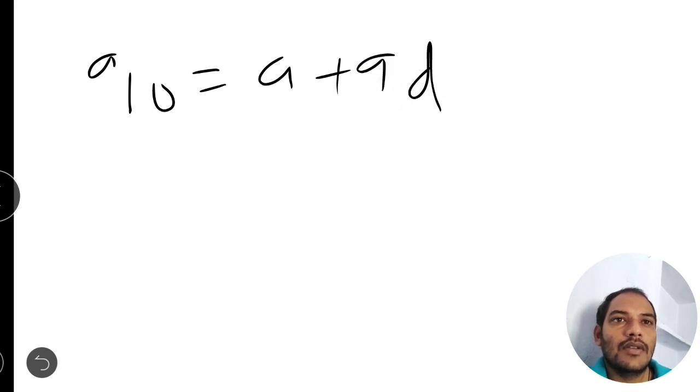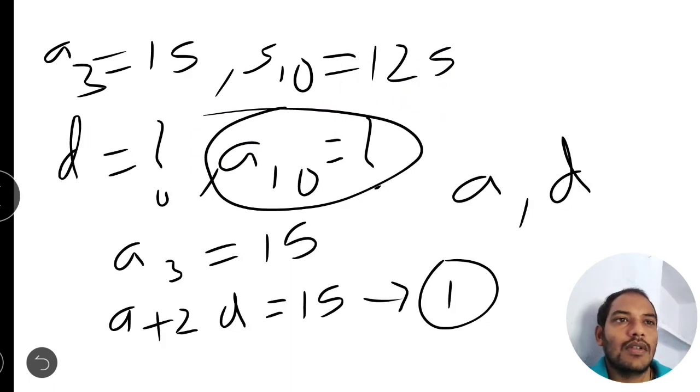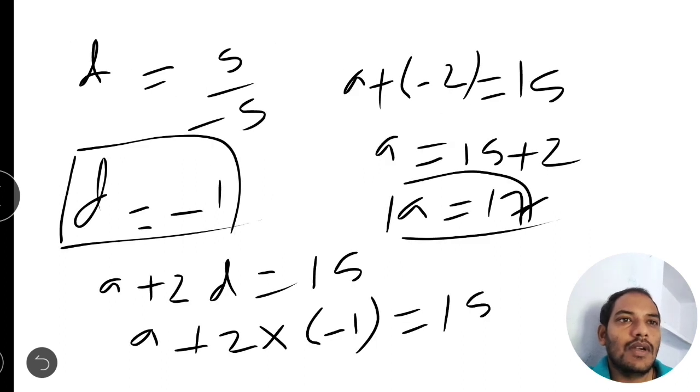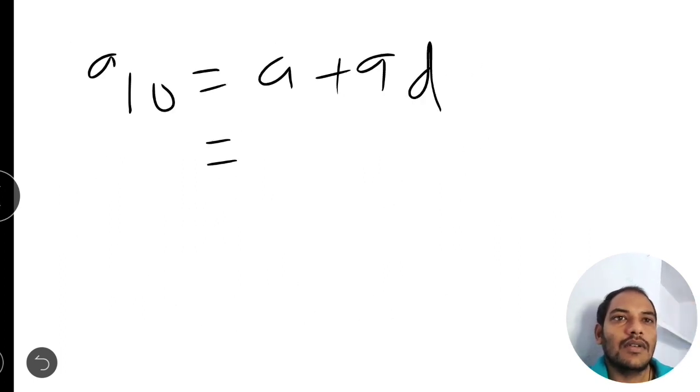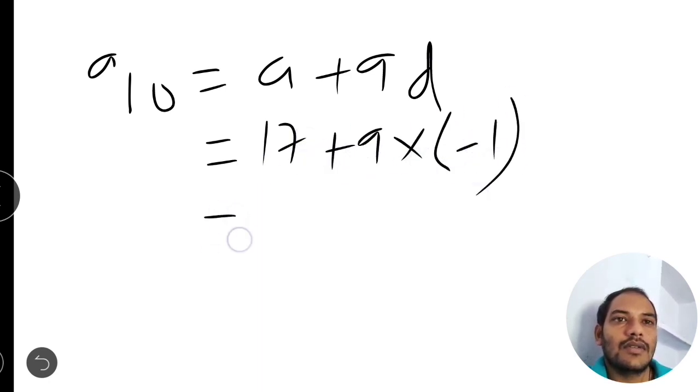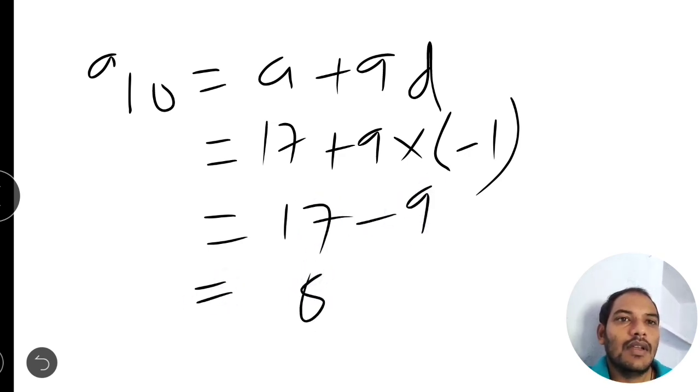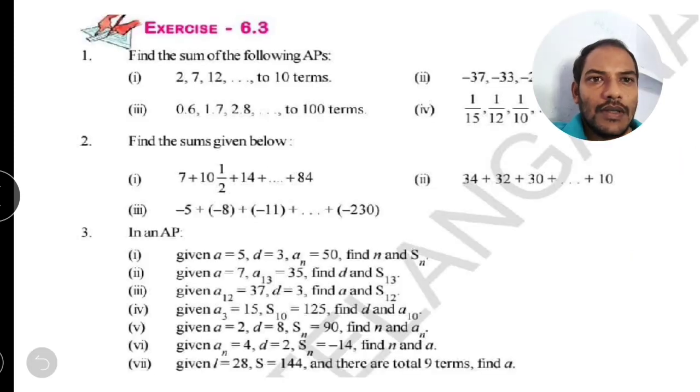Let's find out the A10 value. So An, A10 value, what is the formula? A plus 9D. So A value how much? 17 and D value minus 1. 17 plus 9 into minus 1. 17, 9 into minus 1 is minus 9. So 8 is the A10 value. The fifth question is homework. Sixth question is also homework.